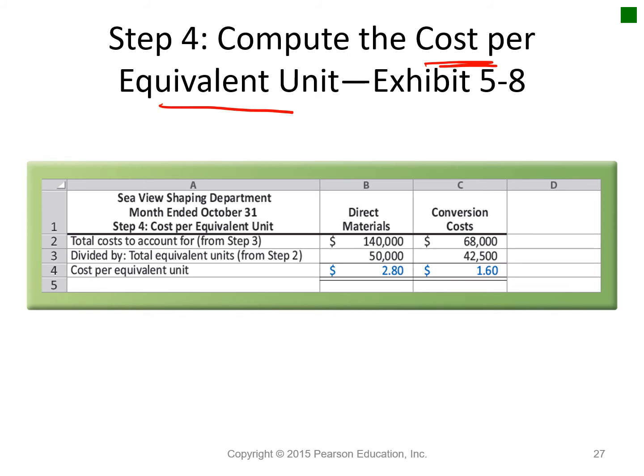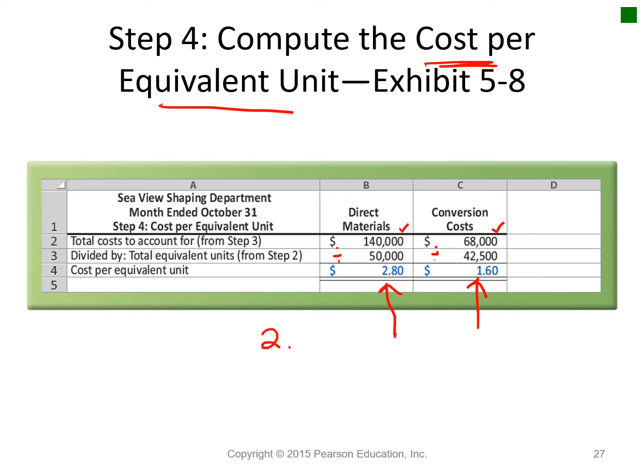So again, what you do is you take your total cost for each category. In this case, direct materials total cost to account for was 140. For conversion, it was 68,000. And all you do is divide by the total equivalent units. So if you go back to the previous slides, I think it was 50,000 for materials and it was 42.5 for conversion. And then here's what you're looking for. It's called the cost per equivalent unit. In this case, it'd be $2.80 for direct materials and $1.60 for conversion.